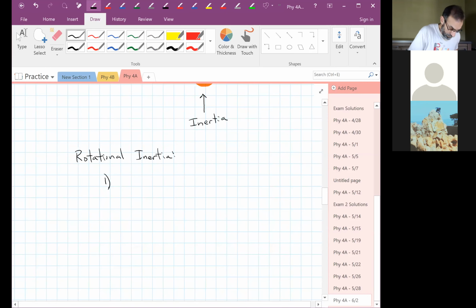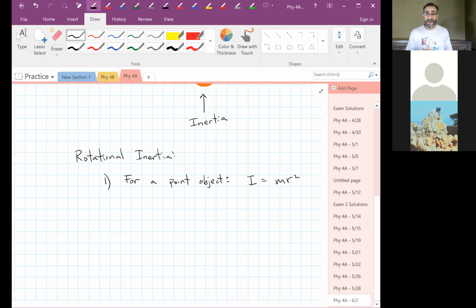So first thing we have is for a point object. We use capital I for rotational inertia. And we already said it's not just the mass anymore. It's the mass, it's where the mass is located with respect to the axis of rotation. r is the distance from the axis of rotation to where our mass is, and we multiply it, m r squared, to get the rotational inertia.